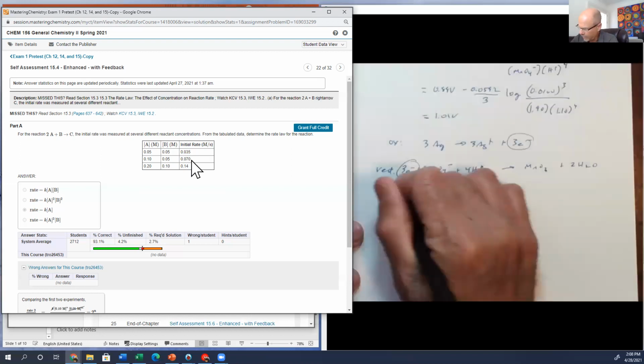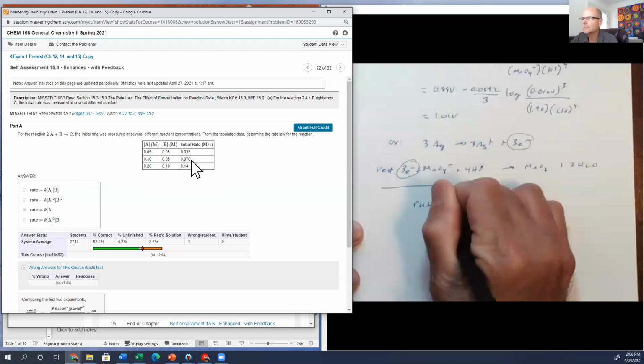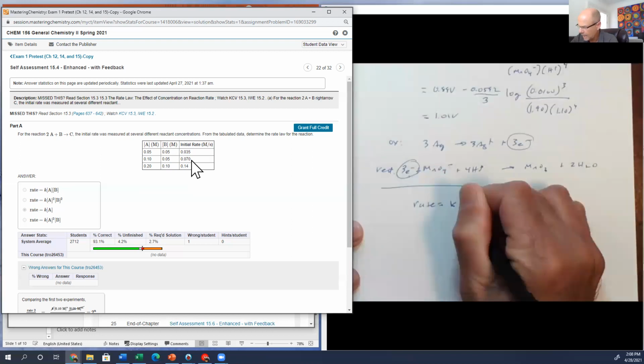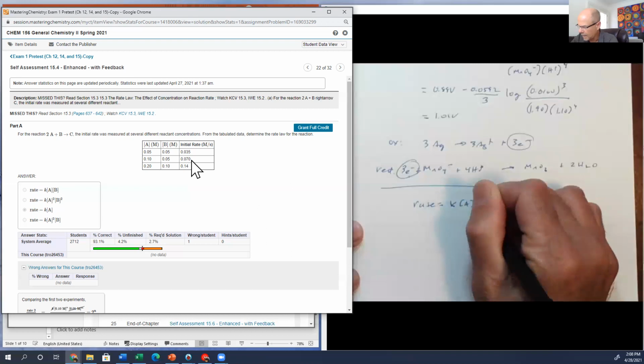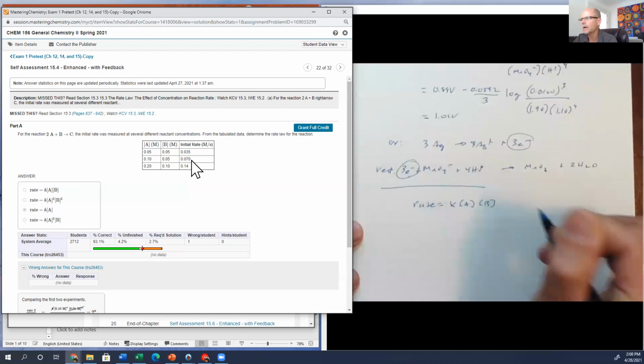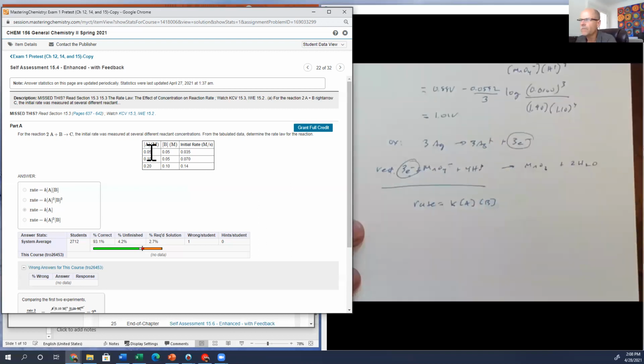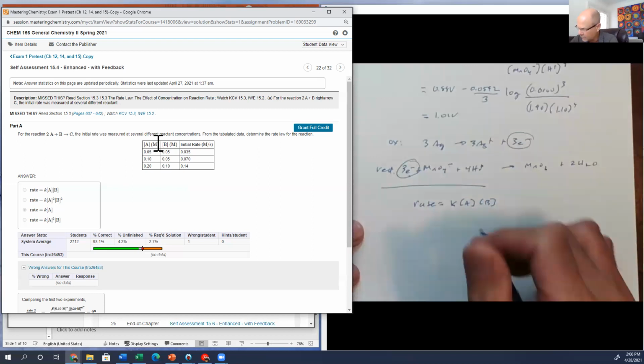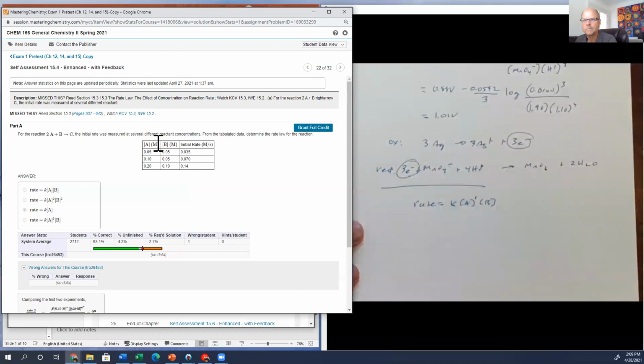So the rate law is going to be equal to k, [A] to the something, and [B] to the something. From these two experiments, we can tell that the dependence on A is first order, because for a first order reaction, if you double the concentration, you double the rate.